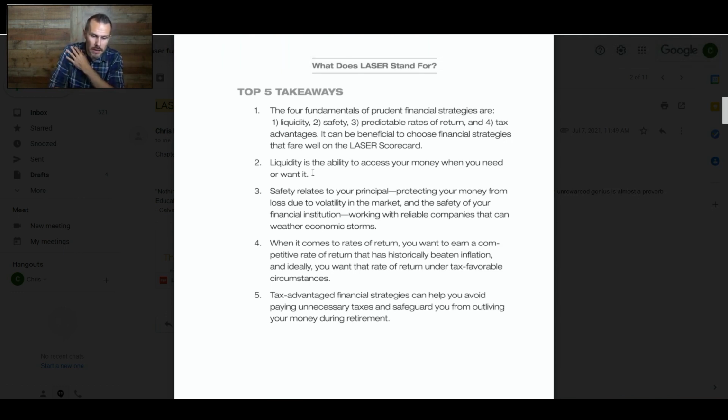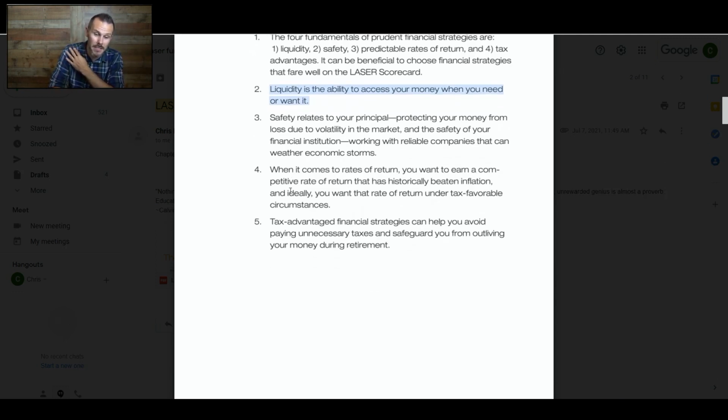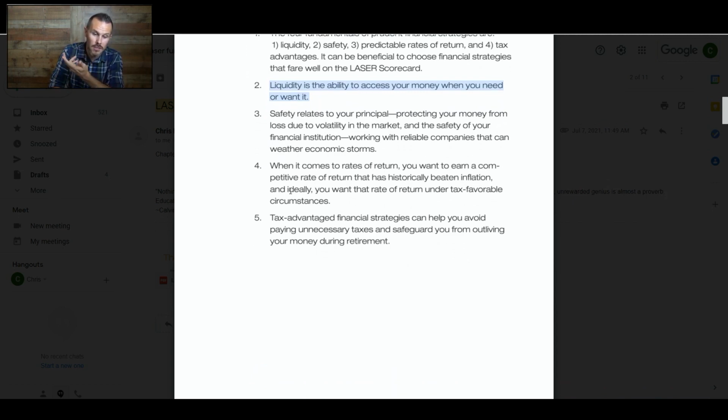Liquidity is the ability to access your money when you need or want it. I agree, that is a great definition. And these things, because of the surrender fees and the surrender charges during the surrender period, are not as liquid as you'd think.